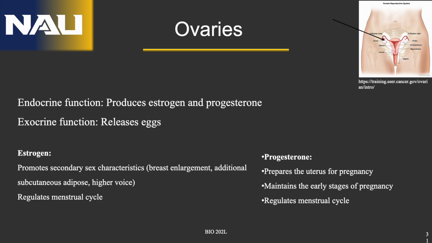Estrogen plays a key role in promoting secondary sex characteristics, such as breast enlargement, additional subcutaneous adipose tissue, and a higher pitched voice. It also regulates the menstrual cycle. Progesterone prepares the uterus for pregnancy, maintains the key stages of pregnancy, and the hormones estrogen and progesterone are crucial in coordinating the menstrual cycle, which involves the cycling of ovulation and menstruation.